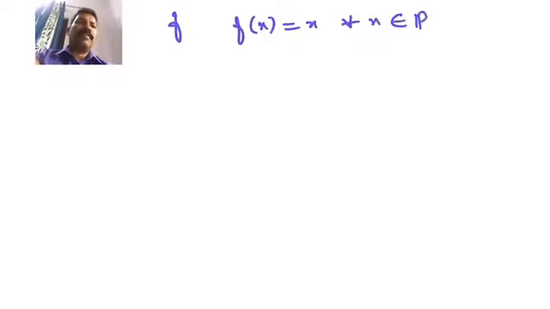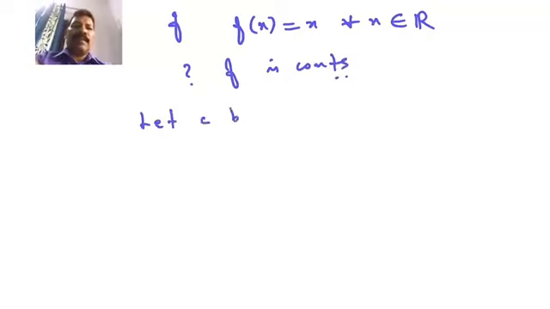Let us consider the function f, which is defined by f of x is equal to x for all x element of the set of real numbers. We know that this function is the identity function. We shall show that the identity function f is continuous. So, let c be any real number.